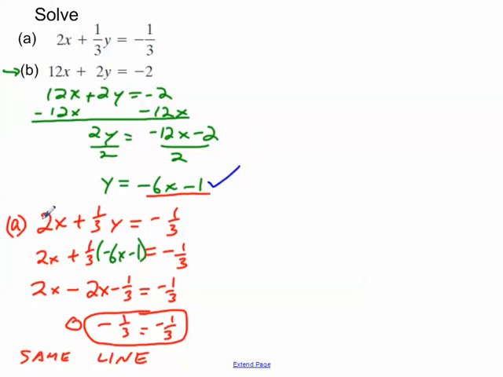Let's see, now did I copy this down? 2x plus 1/3 y equals negative 1/3. Yep, sure enough, I copied that down correctly. And now did I substitute incorrectly? 2x plus 1/3 y is negative 6x minus 1. Yep, equals negative 1/3. All right, so far so good.